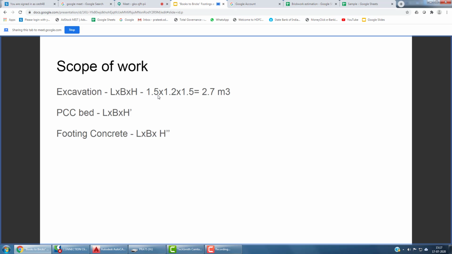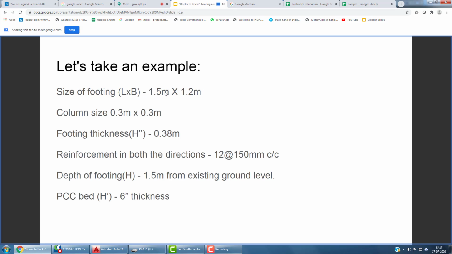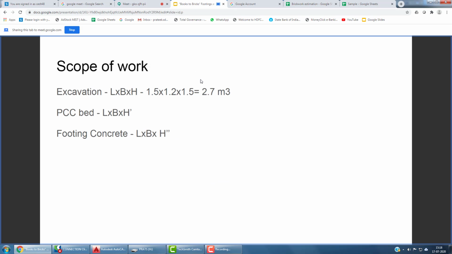Number is 1. 1.5 by 1.2 is my plan dimension. And height from the ground level is given as 1.5 meter, so 1.5 meter from existing ground level. So quantity of excavation is 2.7 m cube. Is it clear, guys?